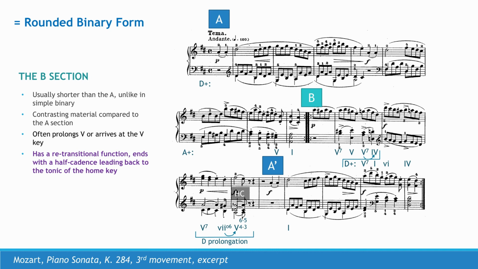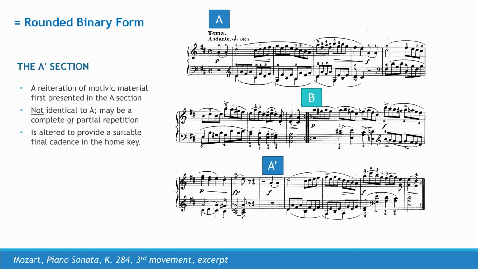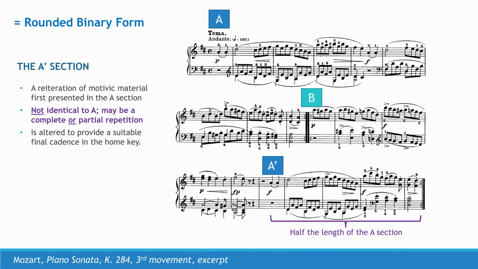All right, you probably suspected this was coming. Let's now look at the A prime section. So first property, we expect the A prime section to be a reiteration of motivic material that was first presented in our A section. So in other words, A comes back, but as my second point points out, not identically. So how are we going to recognize it?